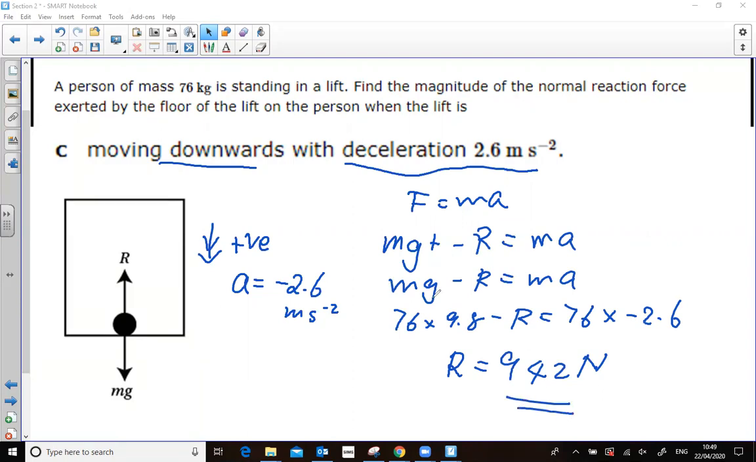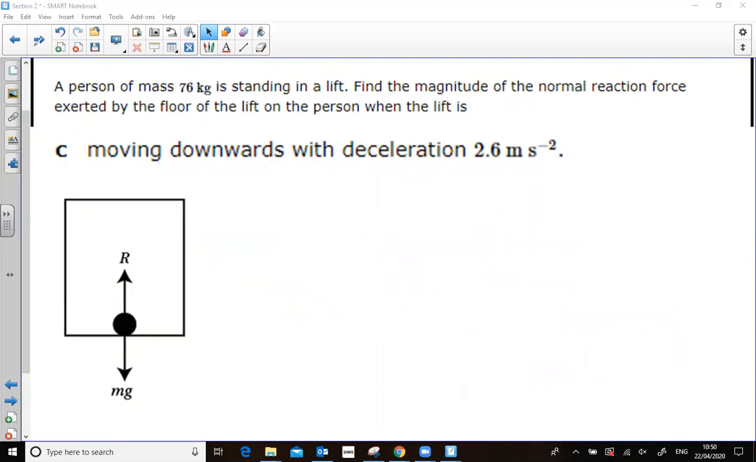And to be fair, you might not need to do this step here. Some of you may have realized that when we have a downwards movement with deceleration of 2.6, it's basically just like the same situation as part A, when you're moving up with acceleration of 2.6. Okay, right. Let's look at something else.